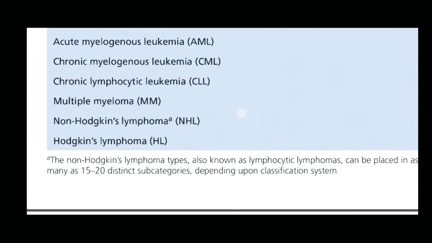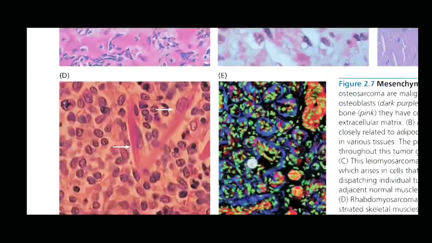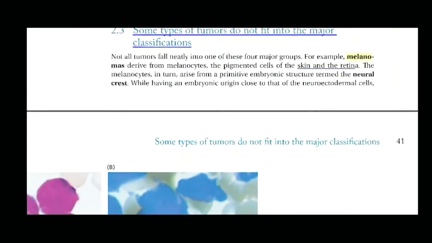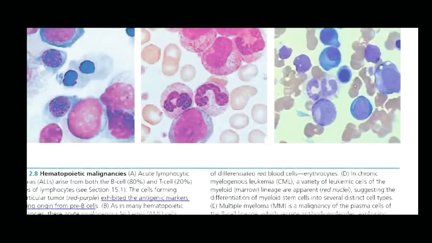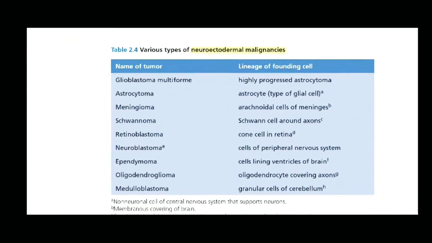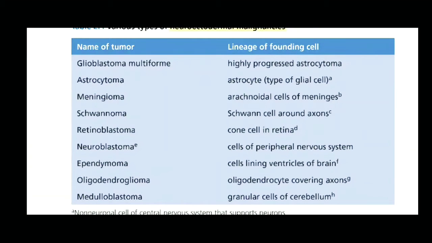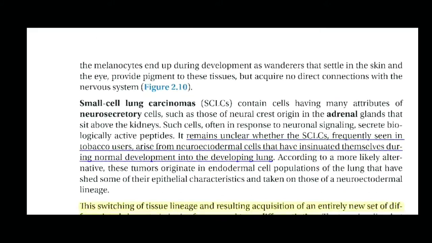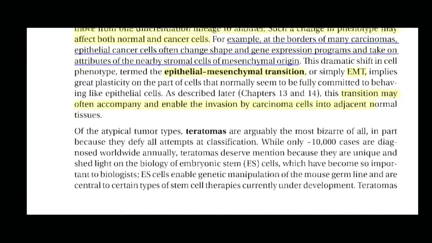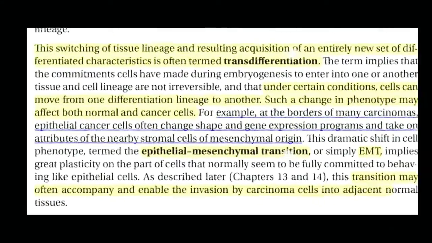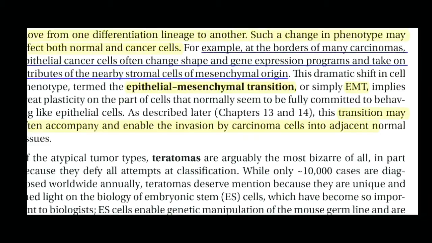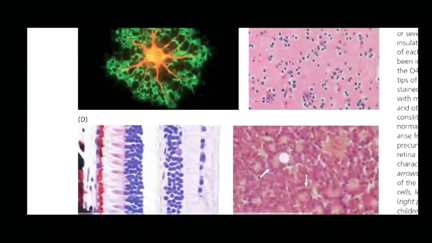The next one is nerve related cancers, like brain cells, astrocytes, ganglionic cells, cone cells of your eyes, nerve fibers, and glial cells. These are also affected by cancer. You can see in this picture retinoblastoma cells, cone cells in the retina, etc. These are the cells which also become tumor cells. Here you can see the epithelial mesenchymal transition. I already explained this to you, so there is nothing to worry about with this term.